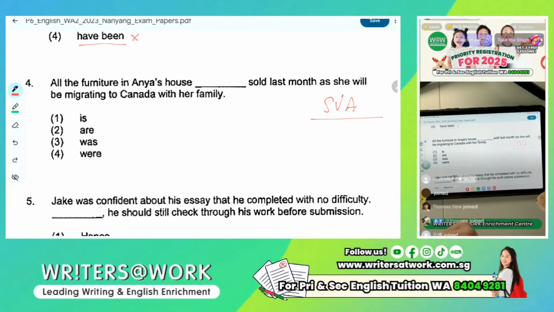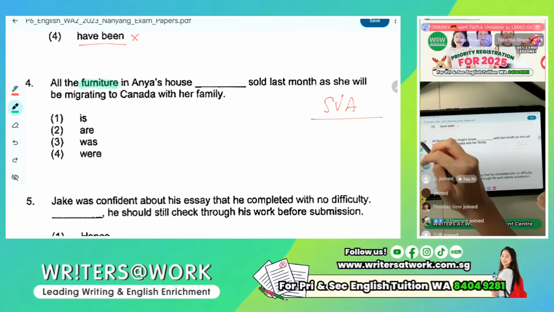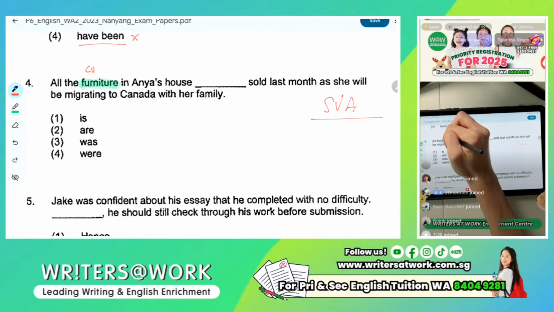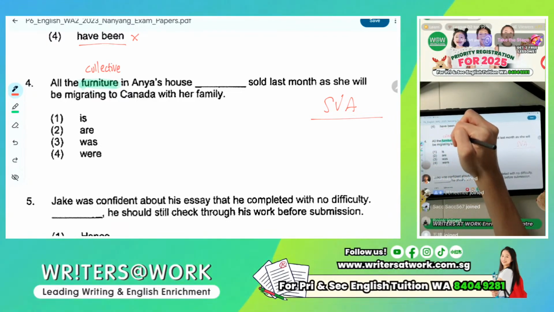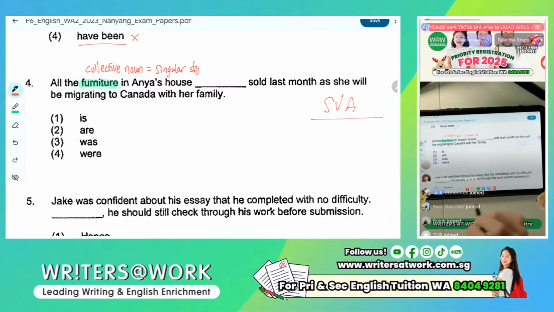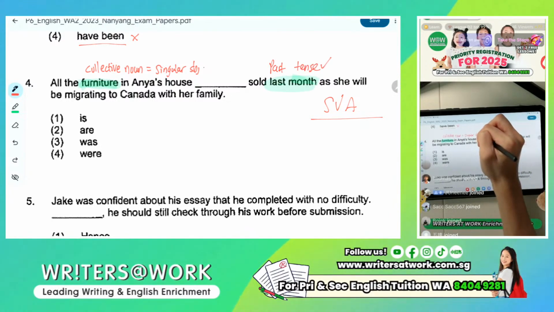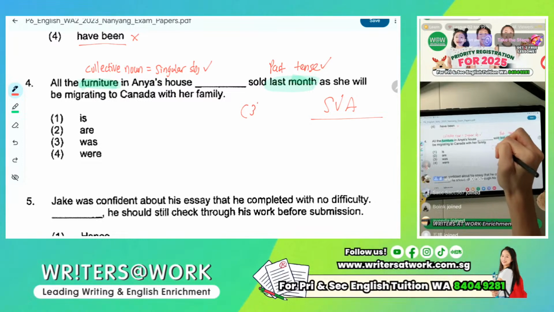Now, moving on to some keywords. Furniture. This is a collective noun, which means that I will consider it a singular subject. Next, we look at last month, so it is in the past tense. So these two criteria will tell us that the answer is number 3, was.